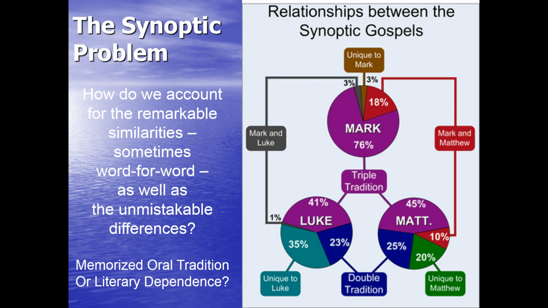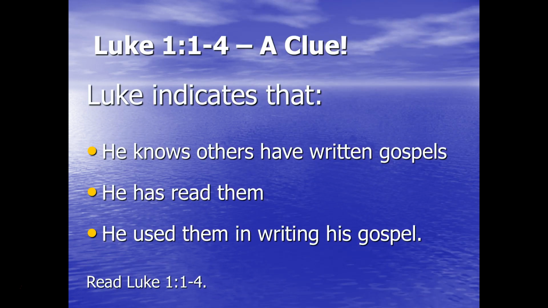So how do we account for this? How do we make sense of these overlaps and yet distinctions between these three Gospels? Well, the leading theory is called the two-source hypothesis, and we get a sense of where this might come from if we take a look at Luke chapter 1, verses 1 through 4.